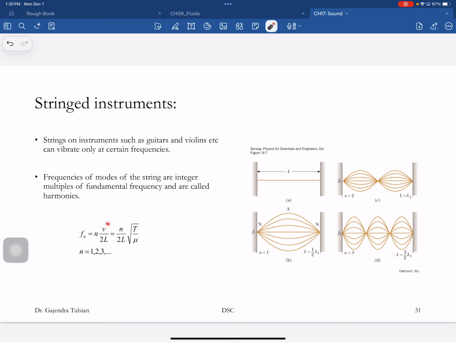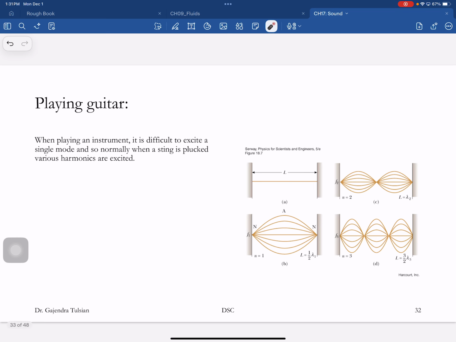So this is the fundamental mode, and all the harmonics are allowed. All integer multiples of the lowest frequency are allowed for a string fixed at both ends.